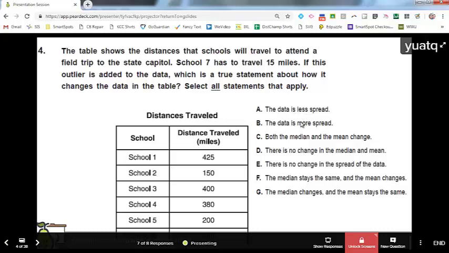It's either less spread or it's more spread. And adding 15 to these numbers is clearly going to make it what? More spread. Okay? So it has to be B. Both of them changing, I would say that probably happens too. There's no change to the median and the mean. There's no change to the spread. The median stays the same, the mean changes.